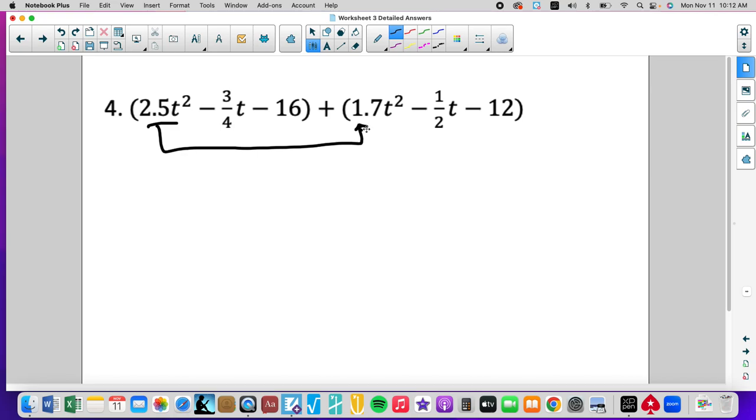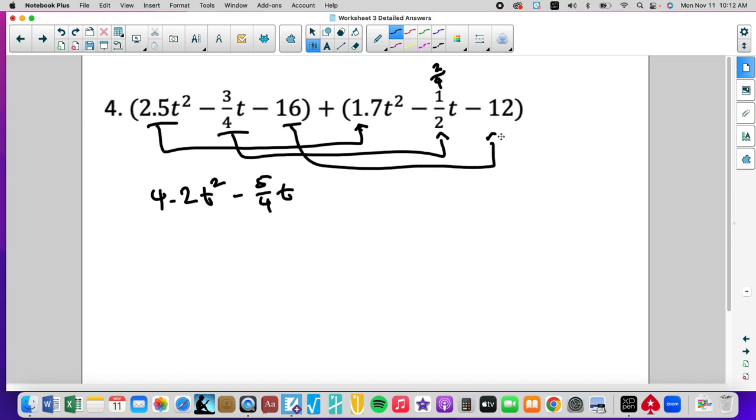Again, this is addition, so we're just going to combine those. That's going to be 4.2t squared. These have like terms. That's going to be, so that is 2/4. So that's negative 5/4 t. I'm not going to turn that to a mixed number because I like improper fractions. And that's going to be negative 28.